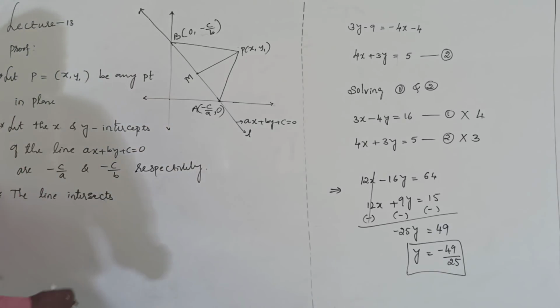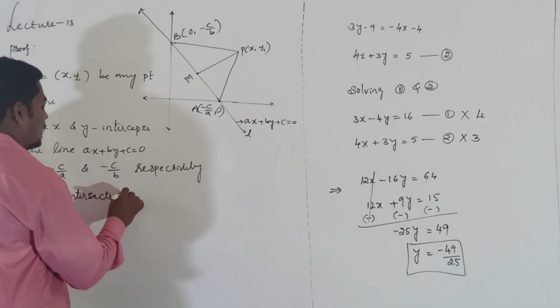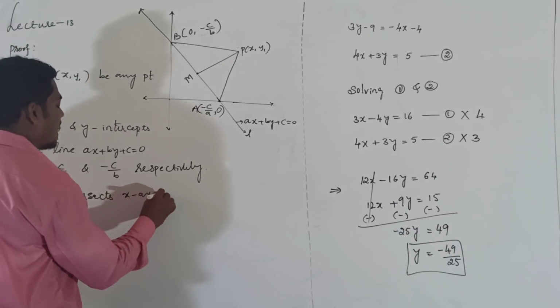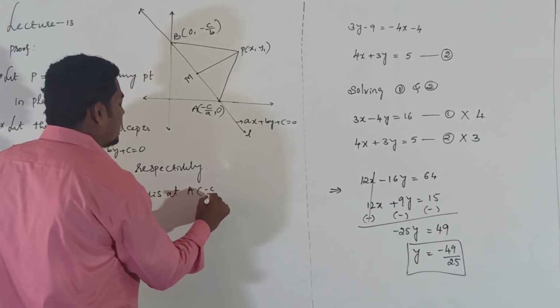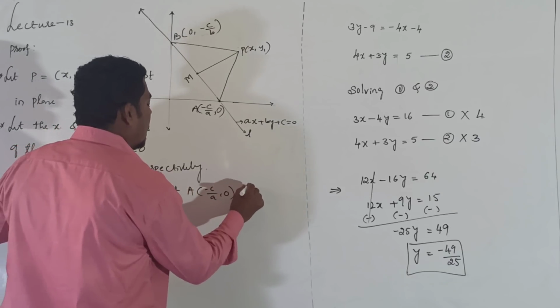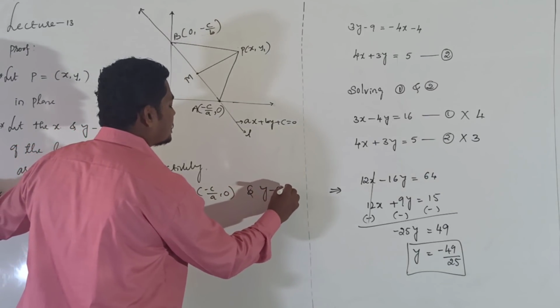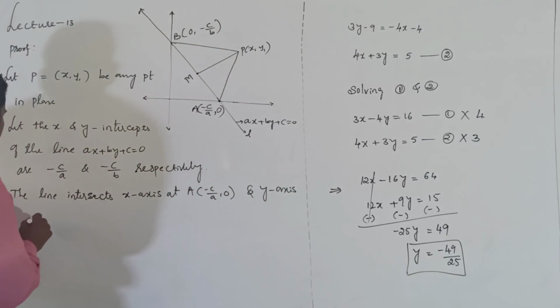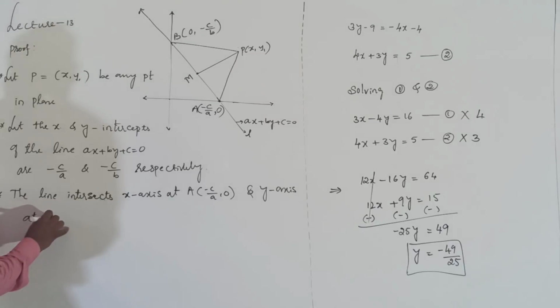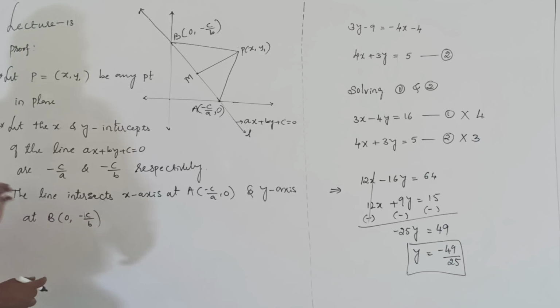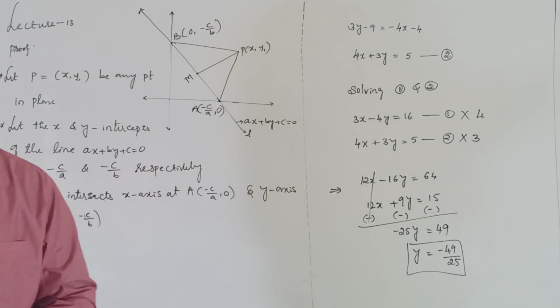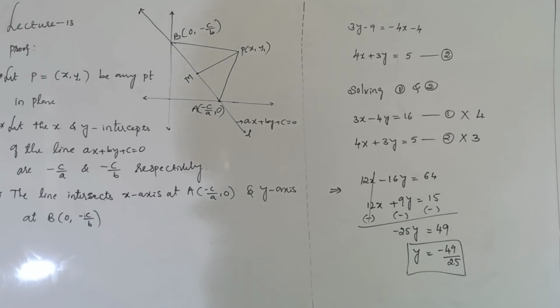The line intersects the x-axis at A of minus c divided by a comma 0, and the y-axis at B of 0 comma minus c by b, right? These are the x-intercept and y-intercept.